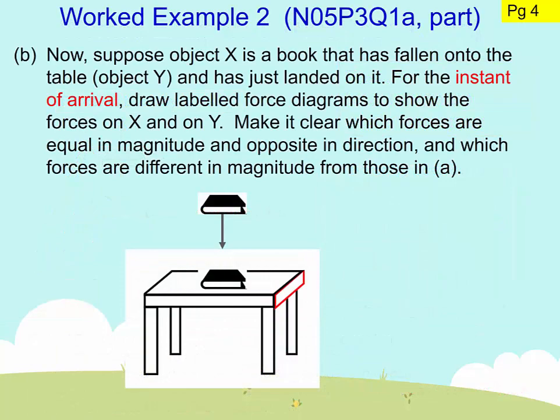Let's look at work example 2 on page 4. Suppose object X is a book that has fallen onto the table Y and has just landed on it. For the instant of arrival, that is when it just reaches the table, draw a labelled force diagram to show the forces on X and Y.